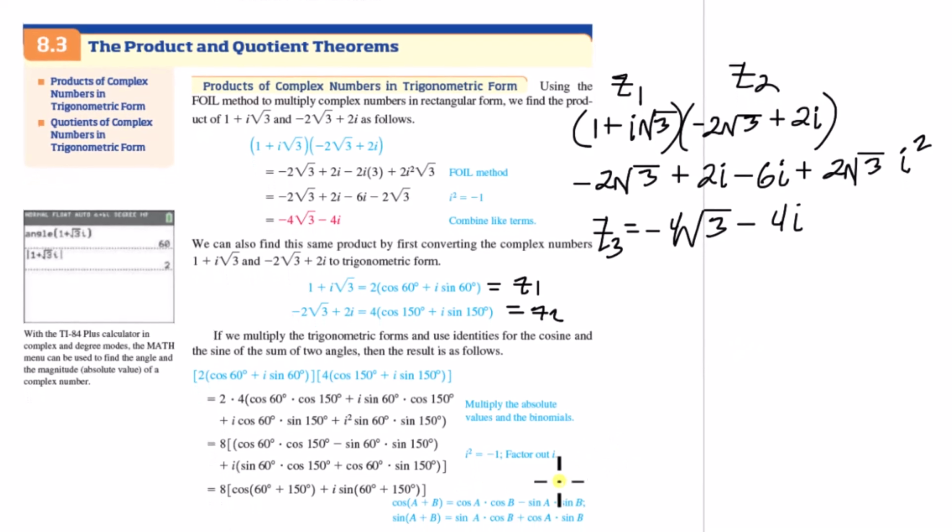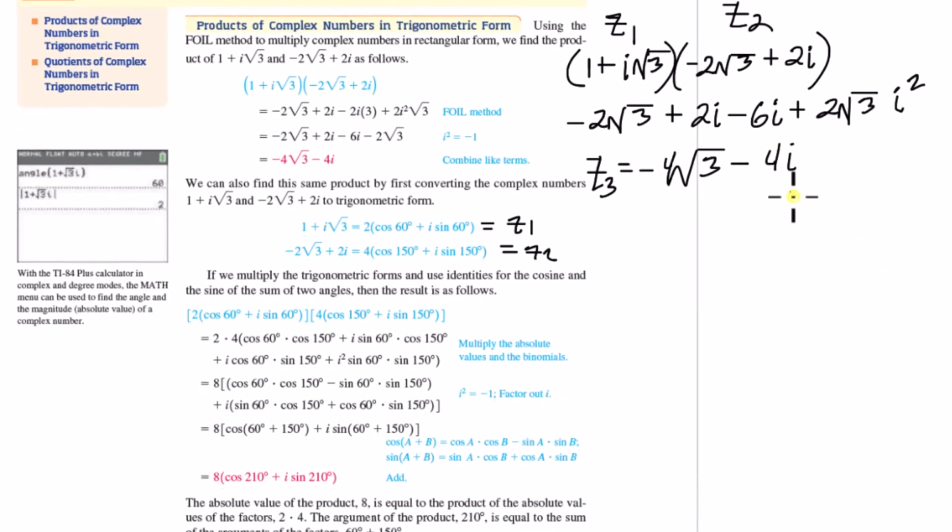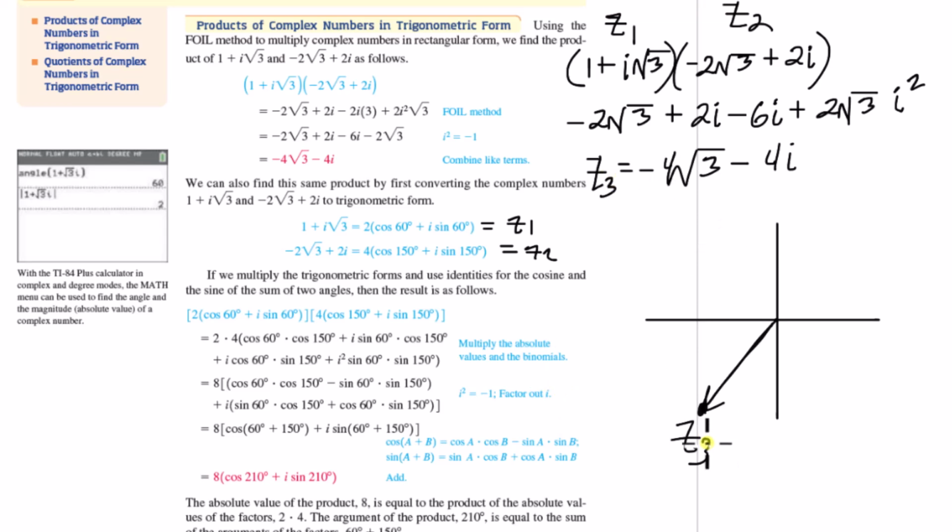Okay, so again, we're in the complex plane, and we're multiplying two complex numbers and getting a third complex number. Let's say it's somewhere around here, minus 4 root 3 minus 4i. That's Z3. We're not changing Z. When we change forms, we're still multiplying one number by another number and getting this Z3, no matter what form we're in. It's really important to understand that. Okay, so here's the two complex numbers in polar form.